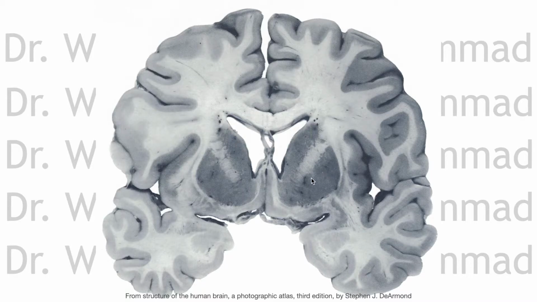See, this is the corpus striatum here. This is the anterior end of the lentiform nucleus. This is the caudate nucleus. This is the internal capsule, and this is the nucleus accumbens here. Together they are called the corpus striatum. This is the septum pellucidum separating the two lateral ventricles, and this is the corpus callosum, as you can see here. This is the insula and the lateral sulcus.